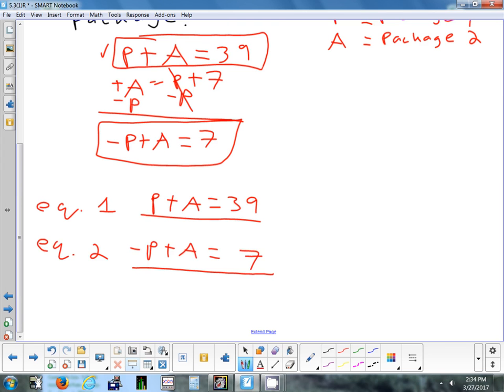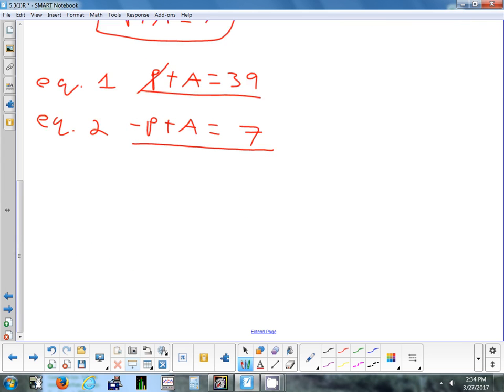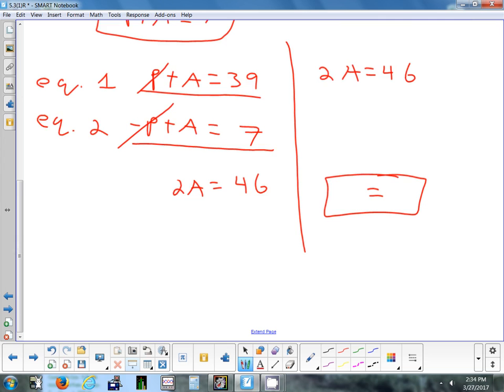Now, what letter there is set up to eliminate? It automatically, it's just going to disappear. P. Positive P, negative P. If we add these up, what's going to be my new equation? Yep. 2A equals 46. And now what we normally do is copy that over to the second box. And we solve for A.